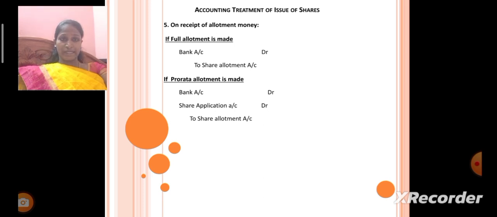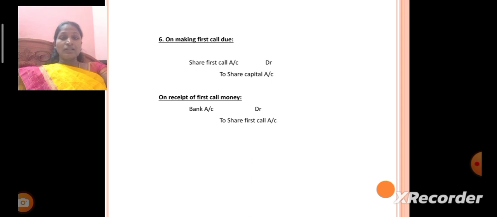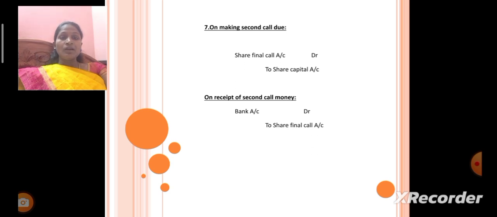The third heading is on receipt of call money. The entry is Share First Call Account Dr. to Share Capital Account. It is a due entry. The next is receipt of first call money: Bank Account Dr. to Share First Call Account. On making the second call, Share Final Call Account or Second Call Account Dr. to Share Capital Account. On receipt of second call money, Bank Account Dr. to Share Final Call Account.